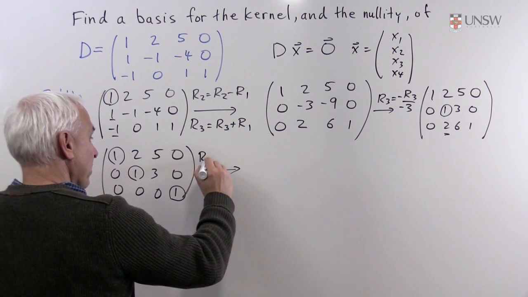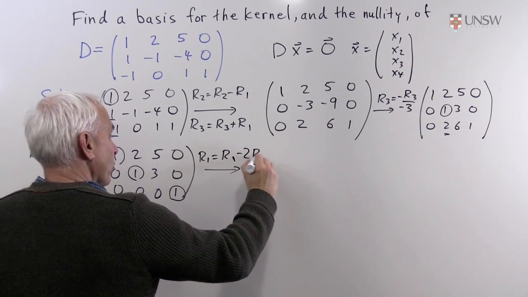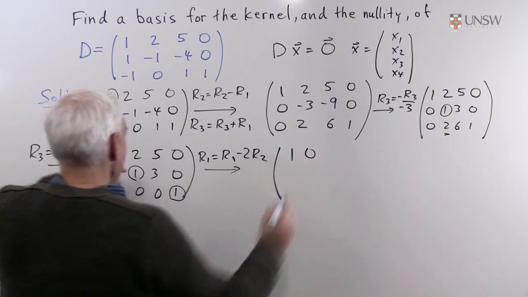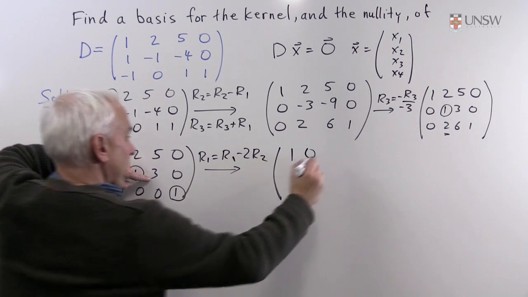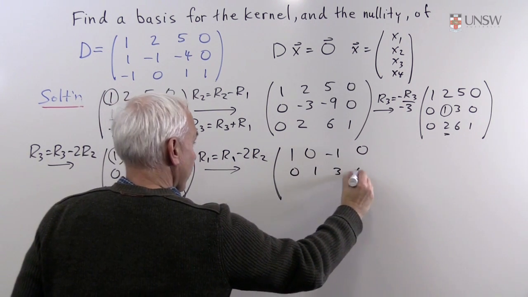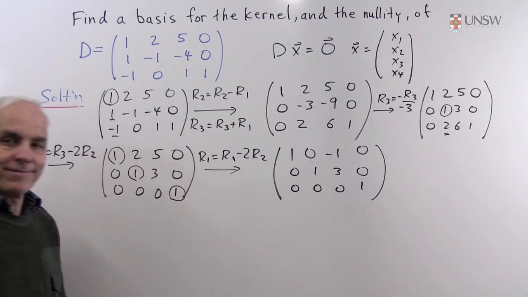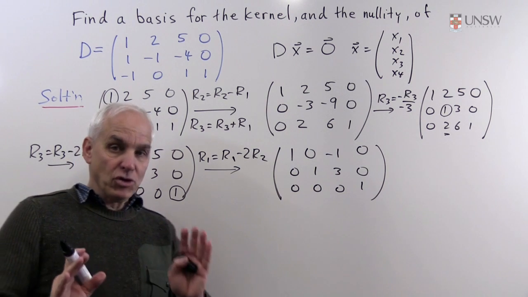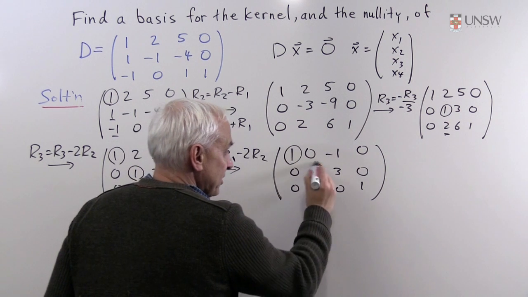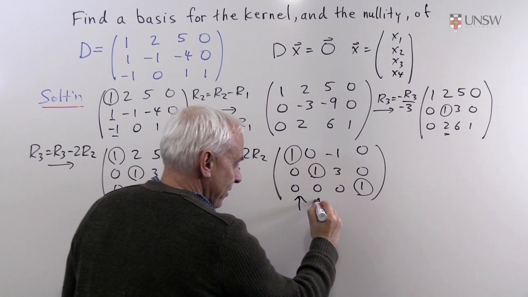So row 1 will be row 1 minus 2 times row 2. That will give us 1, 0, this minus 2 times that, minus 1, 0, 0, 1, 3, 0, and 0, 0, 0, 1. Okay, so it's in fully reduced row echelon form. What can we deduce? Well, here are the pivot entries. So here are the pivot columns.